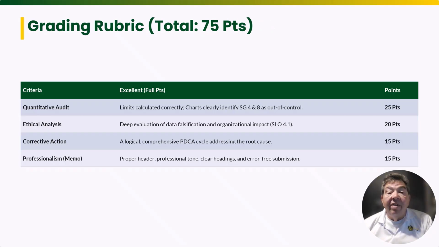Your work is worth 75 points. The quantitative audit and charts are worth 25 points, the ethical analysis 20 points, the PDCA corrective action 15 points, and your professional presentation is worth the final 15 points.